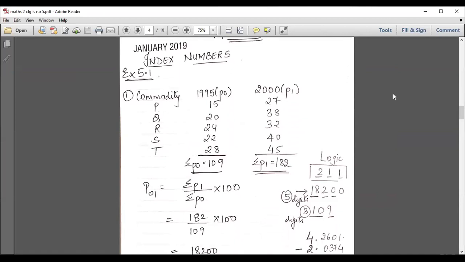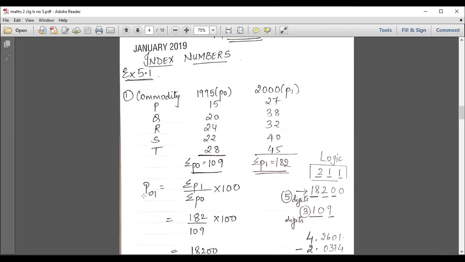Here you can see I have written the question in this form. Commodity, 1995 and 2000. 1995 is represented as P0 and 2000 is represented as P1. The logic is we are writing P0 and P1 because we are talking about prices. If it is about quantity, you will write Q0 and Q1. That we will see further in the next sums. So just pay attention. As I told you, the first step is to total P0 and then add up all the values of P1. The total of P0 comes to 109 and the total of P1 comes to 182.